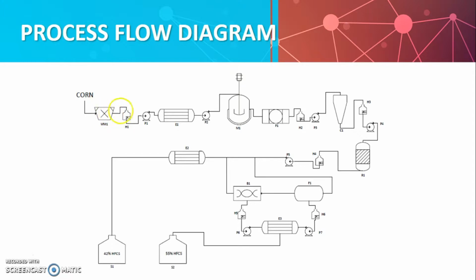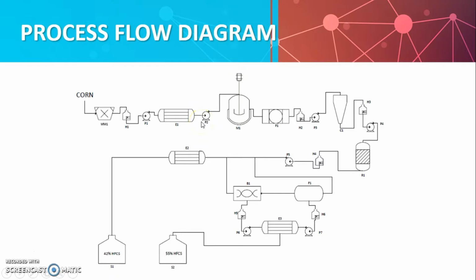The reason why we use wet milling is because it is more versatile and can produce higher yield than dry milling. The purpose of wet milling is to separate the corn kernel from its constituents, which are germ, hull, starch, and gluten. Because we want the starch, we have to mill first, and then it goes to the liquefaction process.